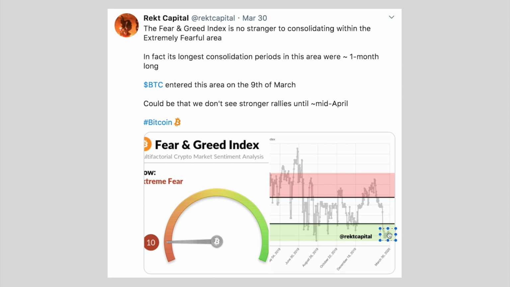And every time we've seen prolonged consolidation here, it's lasted over a month, around a month, or even just a bit above a month. So if we bear these long consolidation periods in mind, then based on this and trying to extrapolate this sort of tendency, we won't see stronger rallies in Bitcoin until around mid-April, around the 10th of April, roughly speaking. And based on Bitcoin's price action, there isn't anything at the moment that would show that we're going to be extremely bullish in the short term.